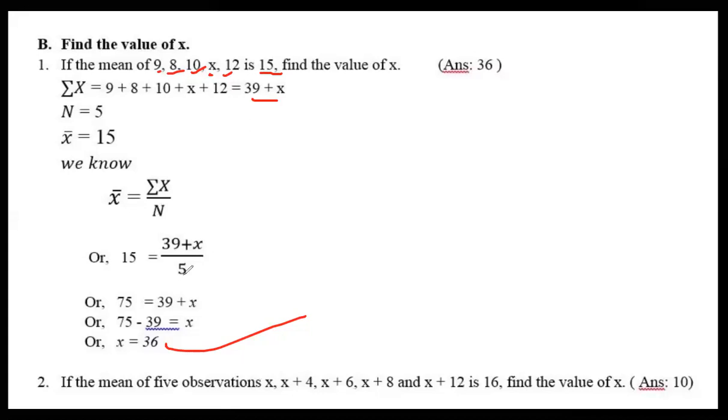And after that n equals 5, so cross multiply, so you will get 15 times 5 is 75, 39 plus x, so when it moves across it will be minus, and x equals 36 is going to be our answer. Okay, so hope there is no problem. So number 2 is lying over here, please do it.